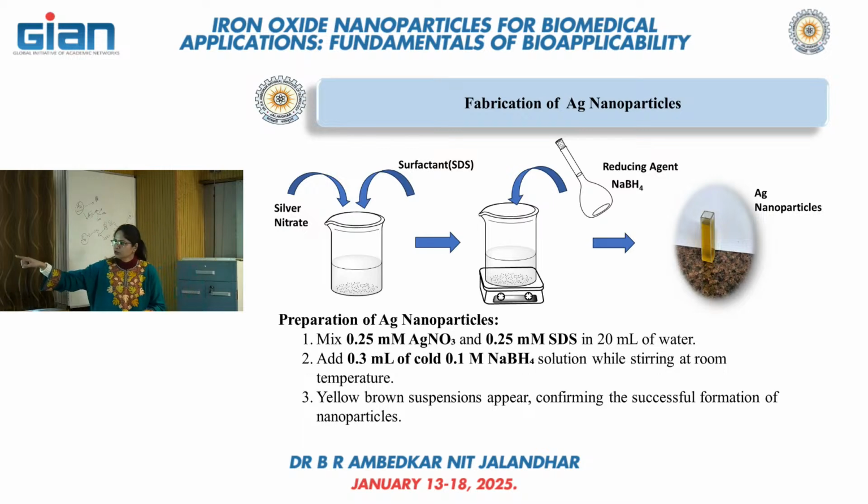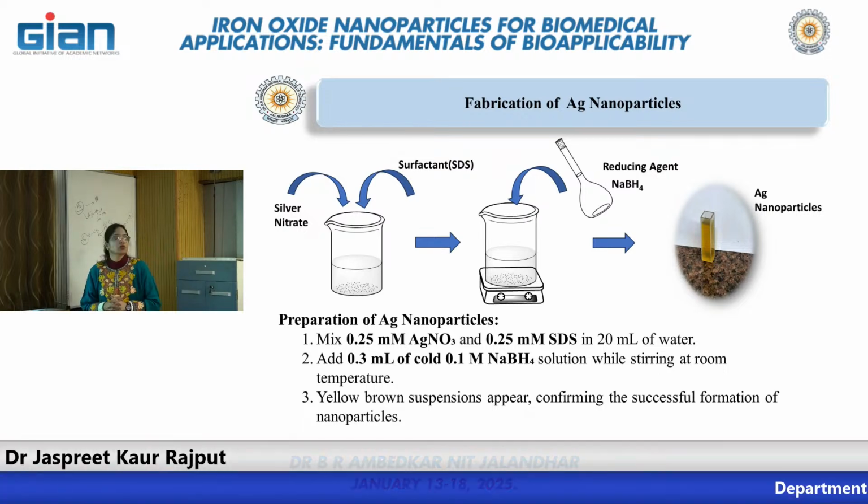So here you will have 0.25 millimole of silver nitrate and 0.25 millimole of SDS. And what is SDS? Sodium dodecyl sulfate, right? It's an ionic surfactant that will be used in this case to stabilize the nanoparticle suspension so that the particles can stay stable for a longer period of time. And the next one is 0.3 milliliter of cold 0.1 molar sodium borohydride.